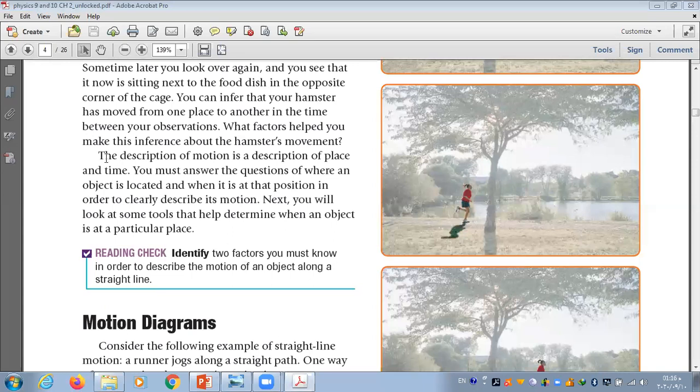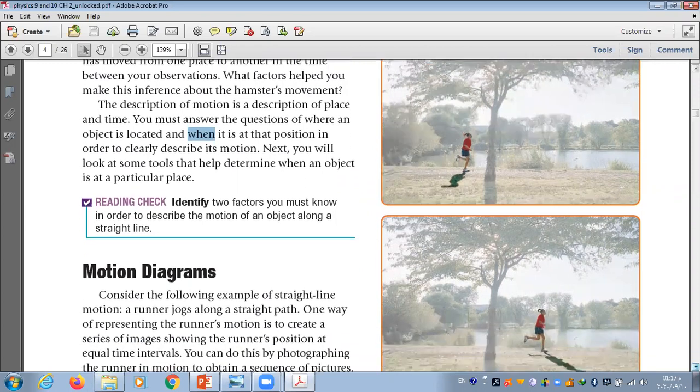I don't know. Look here, the description of motion is a description of place and time. So you must answer the questions of where an object is located and when. Where is about the position, and when is about time. So what are the two factors that we use to identify motion? Position and time. I hope it's clear. Okay, thanks, Ahmed. You can mute yourself.